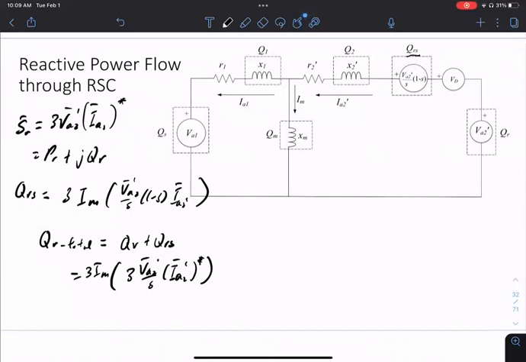Yes. Conjugate. Yes, don't forget the conjugate. If you don't want to lose marks on this assignment, don't forget the conjugate on the currents, conjugate everything. Good. Okay, so this is balanced out, right?